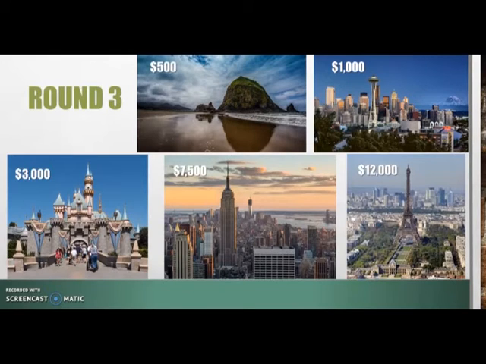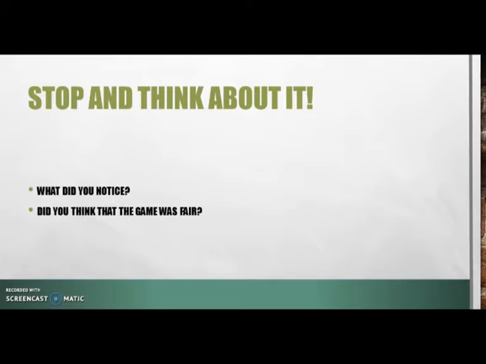After we got through the 3 rounds, we then stopped and had a discussion about it. We talked about what we noticed, if they thought that the game was fair, which they agreed that this wasn't fair. It was realistic, but it wasn't fair, of course, because the student with the most money had the most opportunities, while the student with the least amount of money didn't have as many opportunities as they couldn't afford all of the items. So even if they wanted to buy the most expensive house, they weren't able to.